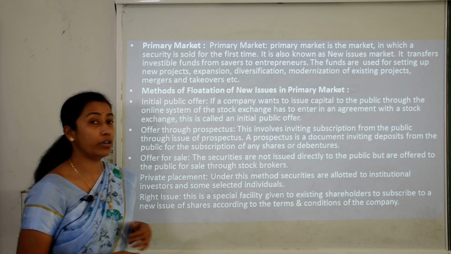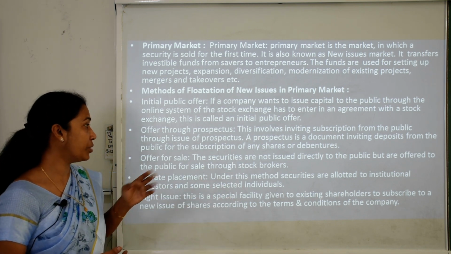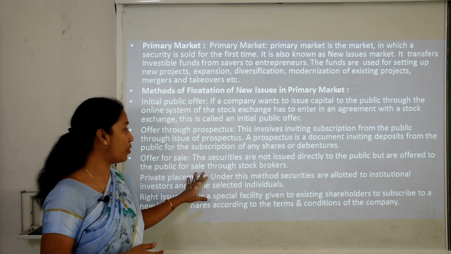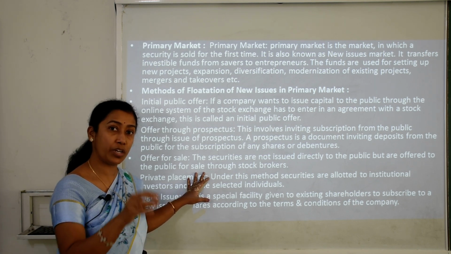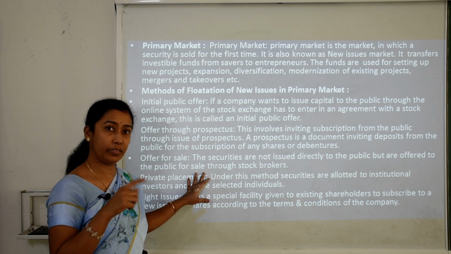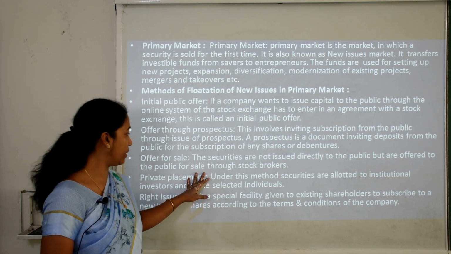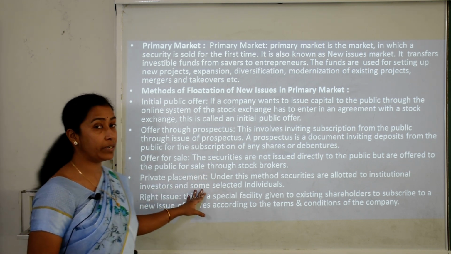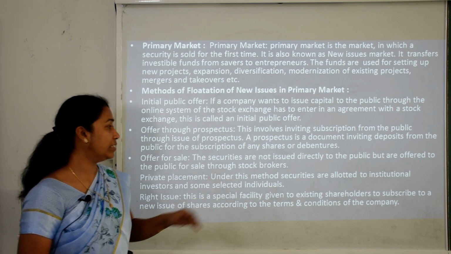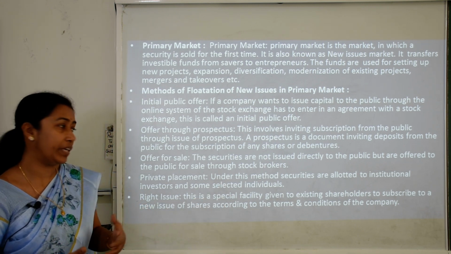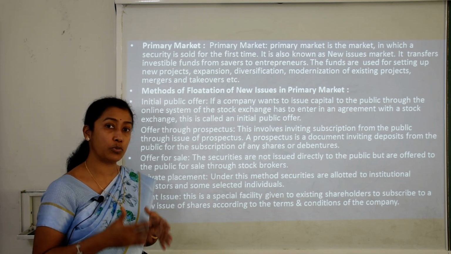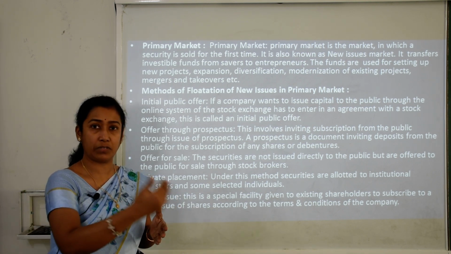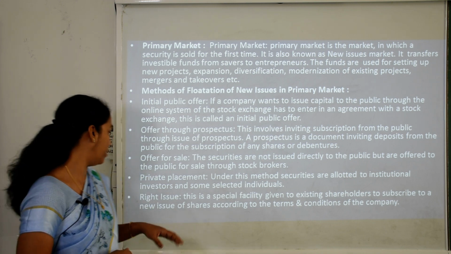Third they can do is offer for sale. The securities are not issued directly to the public but are offered to the public for sale through some stock brokers. That means there are certain mediators who charge a certain amount of commission. So with the help of these brokers they can offer it for sale, or private placement they can do so. Under this method securities are allotted to various institutions, investors and some selected individuals who are there for the purchase and sale of the securities.